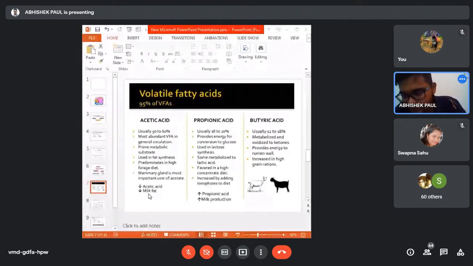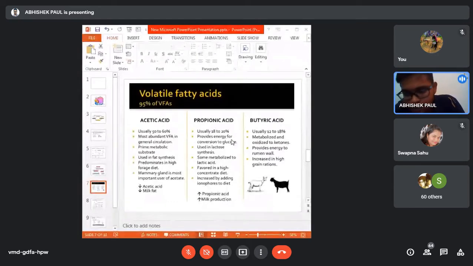And how can acetic acid production be enhanced? By offering more dry roughage or green roughage, you can increase the milk fat portion of the milk. Is it okay? Then going to propionic acid. You see, propionic acid is 18 to 20%.